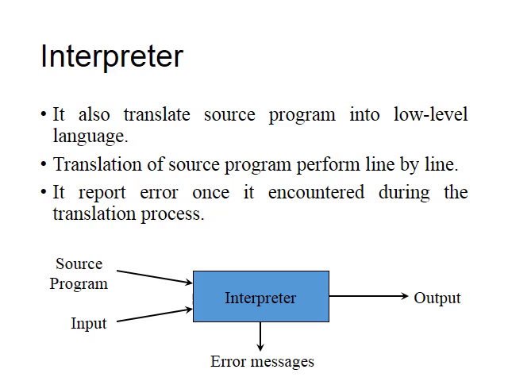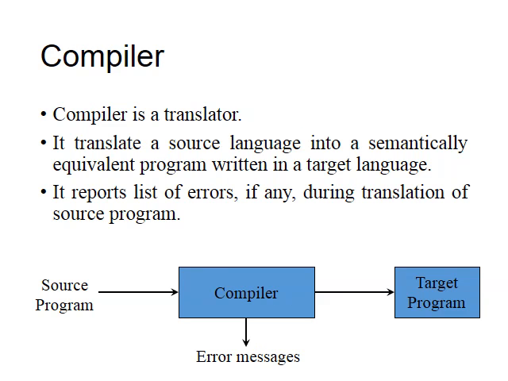The source program and the input are both inputs for an interpreter. The translation process produces the output. If there is an error message, then it will halt. If you remove it, it provides the output.